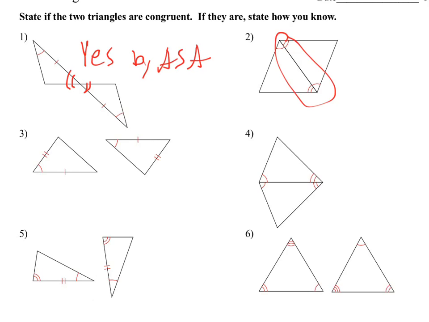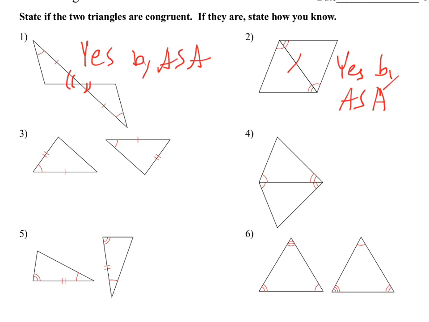Anytime you have triangles sharing a side, you can add a tick mark for that one, because it's a shared side, and the reflexive property lets you know every side is equal to itself. So now we have angle, angle, and the side between them on both triangles, so we have angle, side, angle for both. So this one's going to be yes by angle, side, angle. And that brings us to 3.